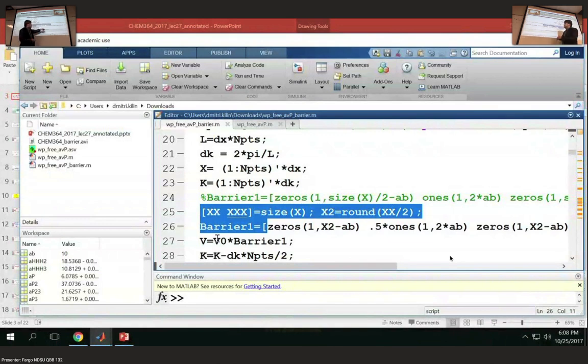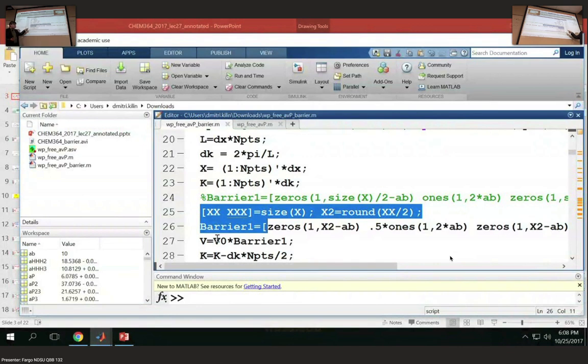So this x2 minus ab will be the number of grid points before we start non-zero values. Then ones means populate matrix with number 1. Zeros populate with zeros, ones populate with ones. Again, vector of the length 2 times AB. So AB will be from the center to the edge. AB. And then we repeat again. The rest of the vector is populated with zeros. So zeros, ones, or whatever, 0.5, zeros. So it will be a vector populated with either 1 or 0. And then we multiply everything by a constant at the front.